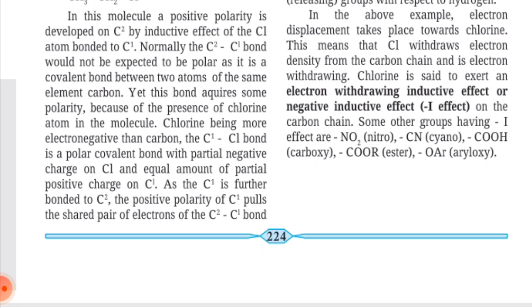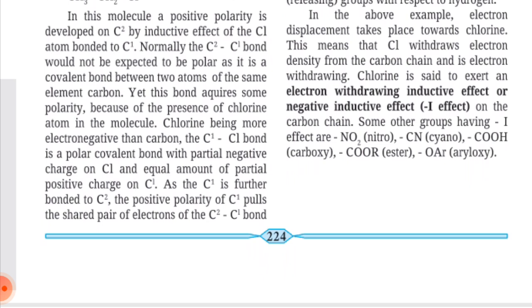In this molecule, a positive polarity is developed on C2 by the inductive effect of the chlorine atom bonded to C1. Normally, the C2-C1 bond would not be expected to be polar, as it is a covalent bond between two atoms of the same element, carbon. Yet this bond acquires some polarity because of the presence of the chlorine atom in the molecule. Chlorine being more electronegative than carbon, the C1-Cl bond is a polar covalent bond with partial negative charge on chlorine and an equal amount of partial positive charge on C1.